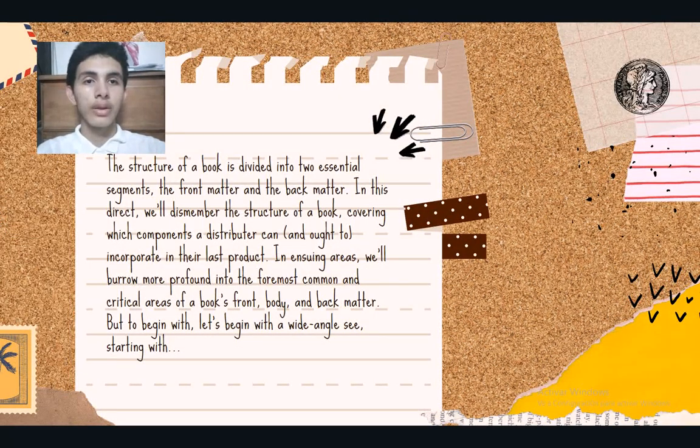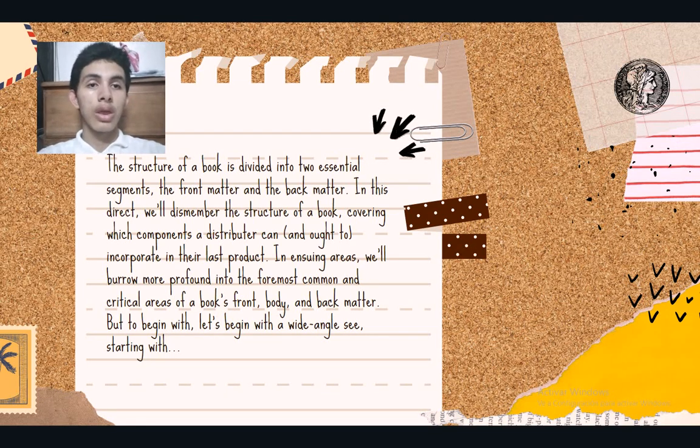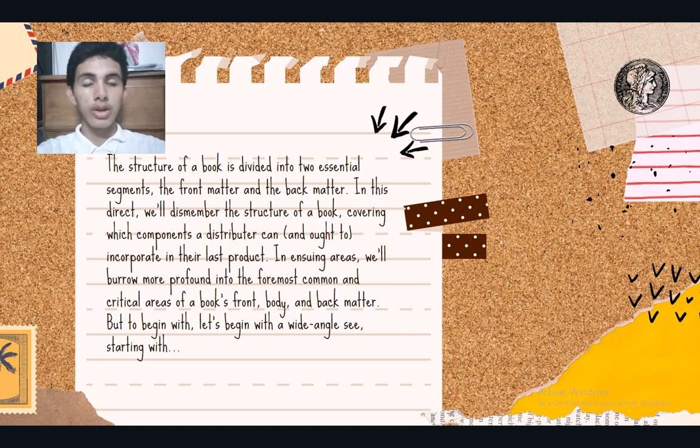The structure of a book is divided into two essential segments, the front matter and the back matter. In this guide we will dismember the structure of a book, covering which components a distributor can incorporate in their final product.